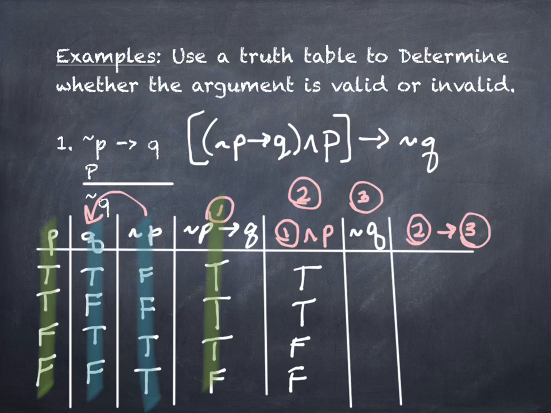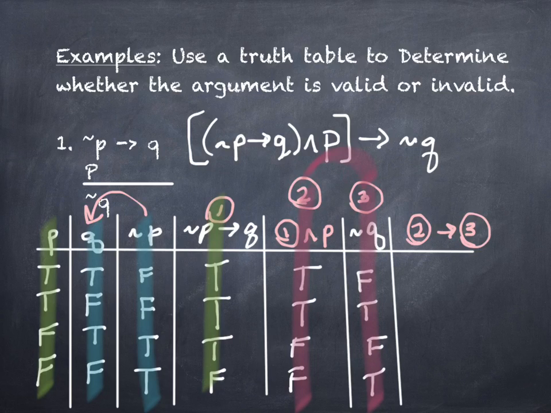Tilde Q, we haven't done that yet, so what would tilde Q be? False, true, false, true. And again, the reason I chose to do this one at the end is because now I actually need it. I can take column 2 and column 3, and I can draw my arrow in this order.